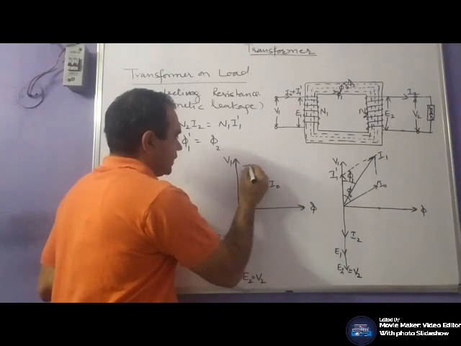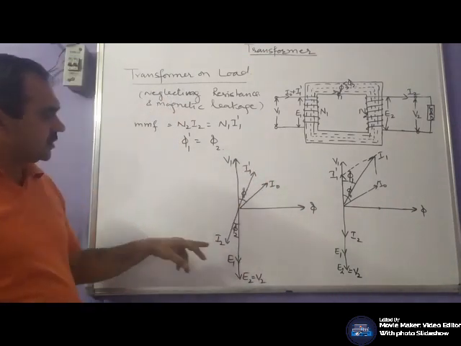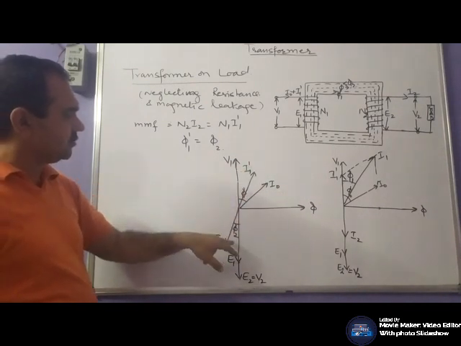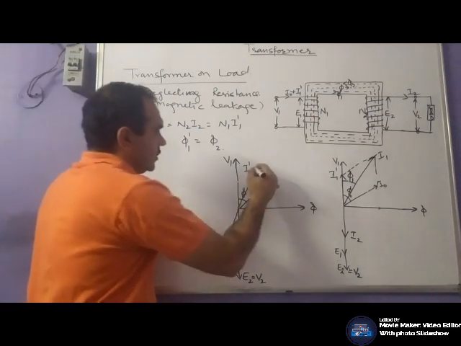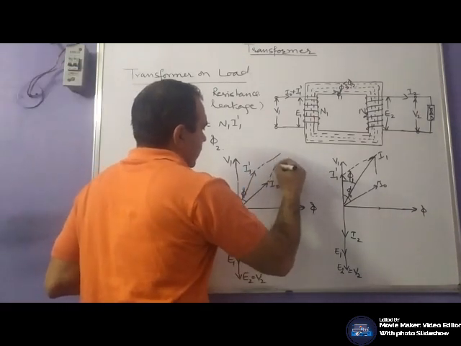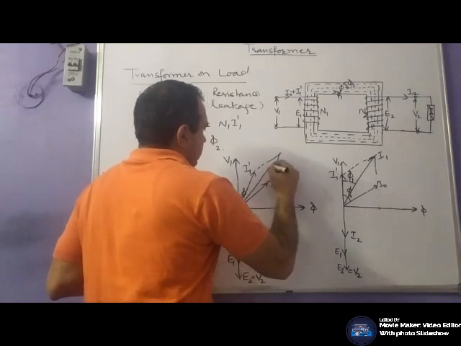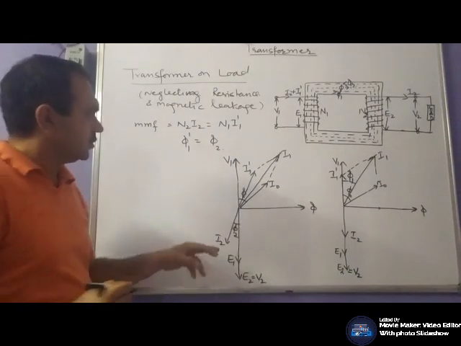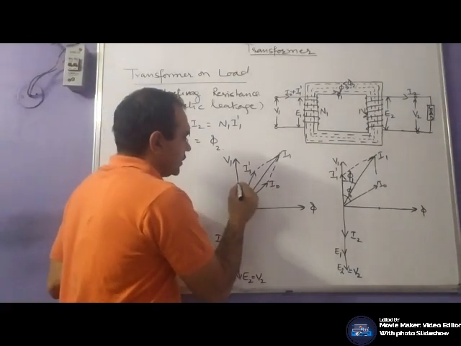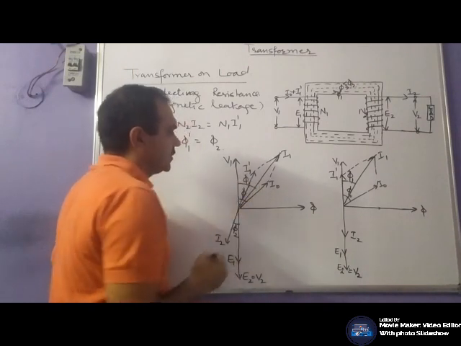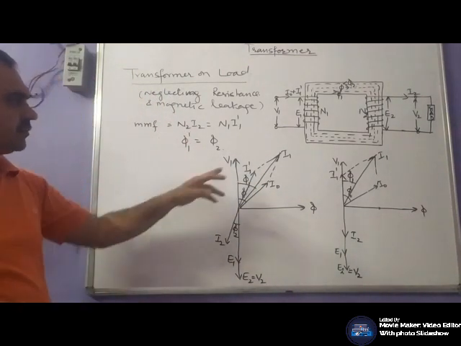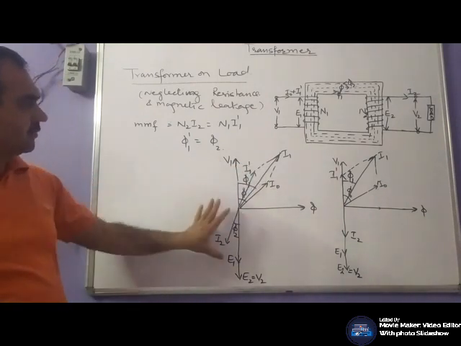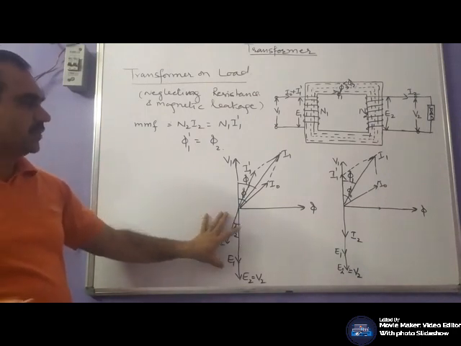I1 dash would be represented in the phasor position with this angle phi 2, means this angle between V1 and I1 dash would be equal to phi 2, and this current I1 would be the phasor sum of I0 and I1 dash, and this angle would be phi 1 between I1 and V1. So this will be the phasor diagram for inductive load.